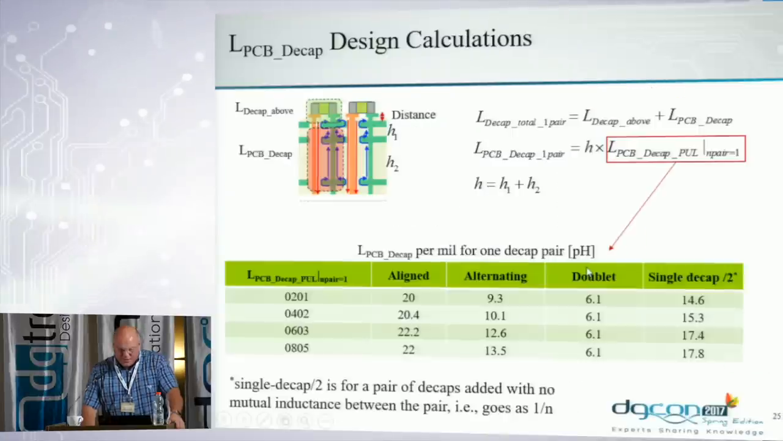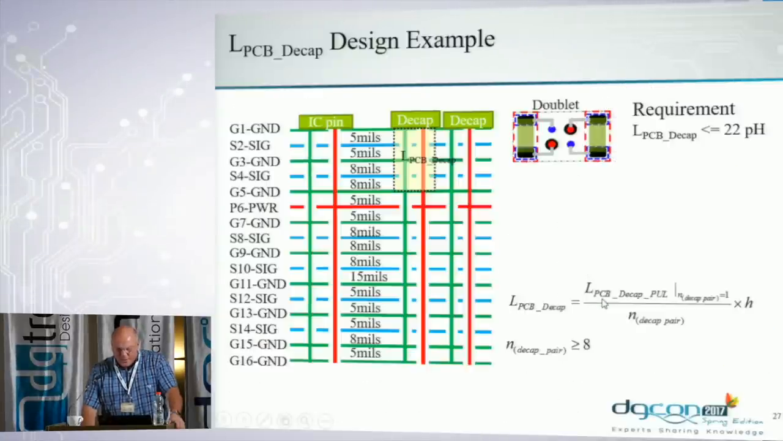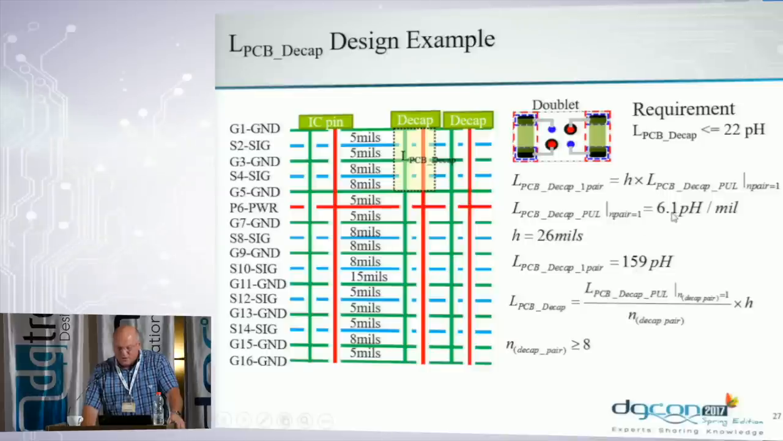We're going to go back to the table here for the doublet. 26 mils, 6.1 picohenry per mil multiplied by 26, that's 159, okay? And so we're going to divide 159 to get 22 picohenries. We're going to need at least 8 decoupling capacitor pairs in this doublet arrangement.